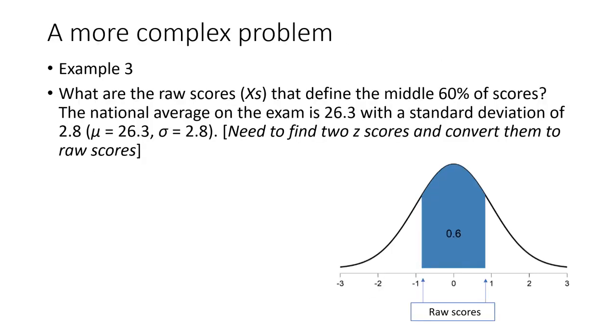This last problem is more challenging. So I'm going to go ahead and let you pause and see if you can figure it out. The little hint is you're going to have to use two equations here. You're using the same equation twice, rather. You want to find raw scores rather than z-scores.